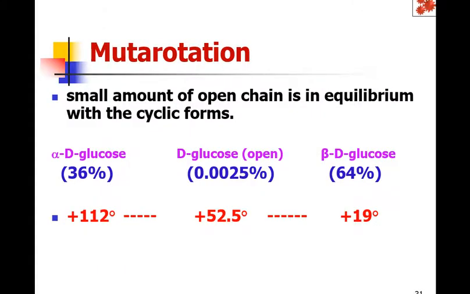Actually, the specific optical rotation of alpha D glucose is 112 degrees, whereas the specific optical rotation of beta D glucose is 19 degrees. But at equilibrium, D glucose's overall optical rotation is 52.5 degrees. How is this 52.5 degrees coming in D glucose?